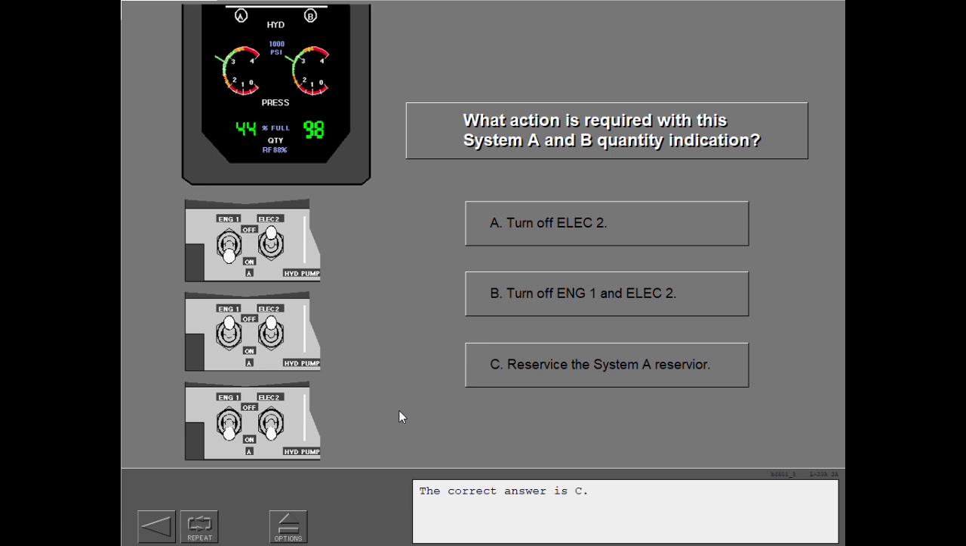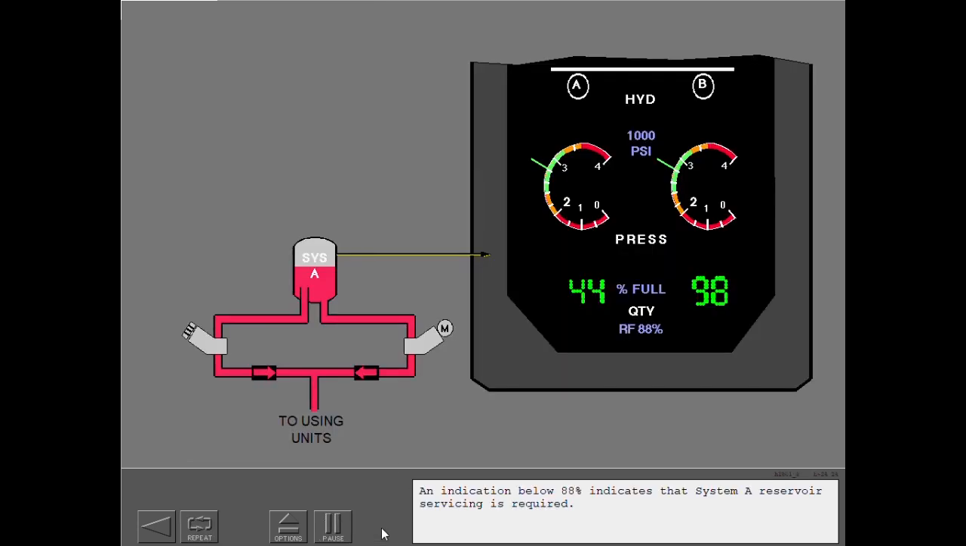The correct answer is C. An indication below 88% indicates that System A reservoir servicing is required.